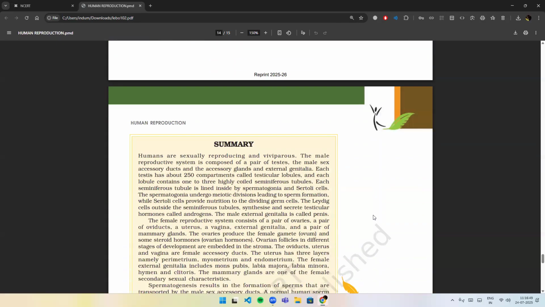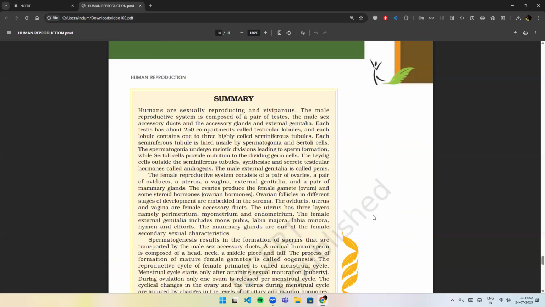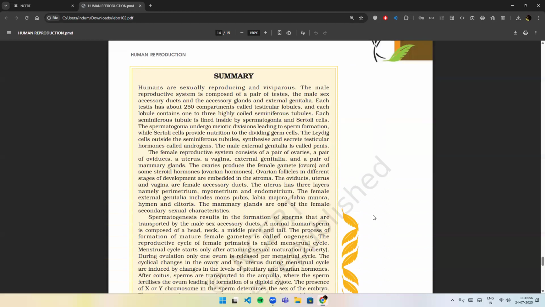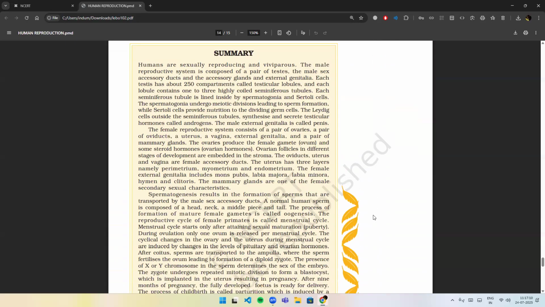Summary. Humans are sexually reproducing and viviparous. The male reproductive system is composed of a pair of testes, the male sex accessory ducts, and the accessory glands and external genitalia. Each testis has about 250 compartments called testicular lobules, and each lobule contains 1 to 3 highly coiled seminiferous tubules. Each seminiferous tubule is lined inside by spermatogonia and Sertoli cells. The spermatogonia undergo meiotic division leading to sperm formation, while Sertoli cells provide nutrition to the dividing germ cells.